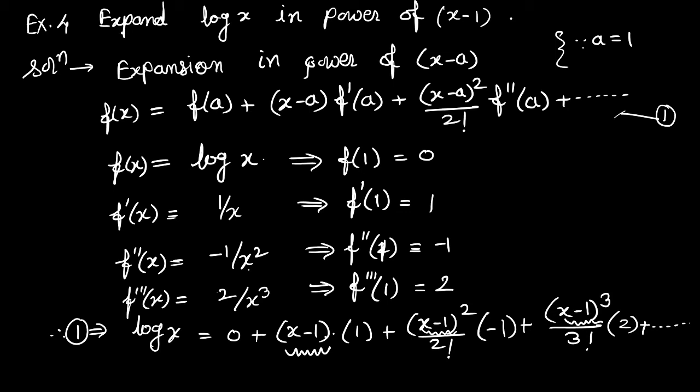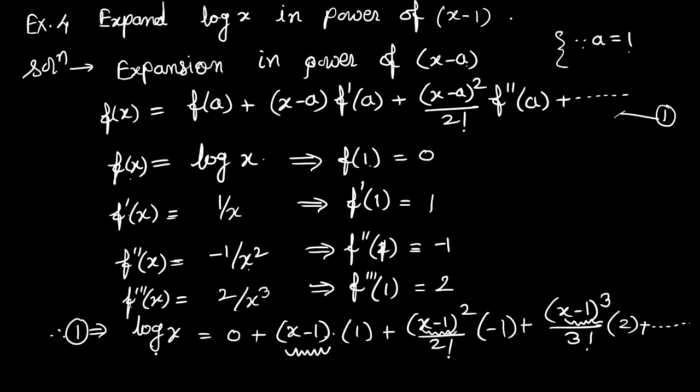Now next example, expand log x in power of x minus a. Here we apply the expansion in power of x minus a series. Use equation 1 and the value of a equal to 1. Therefore, we find the values of f of x, f dash, f double dash, f triple dash, and all these values at the point a, x equal to 1. That means f of 1, f dash of 1, f double dash of 1, and so on.